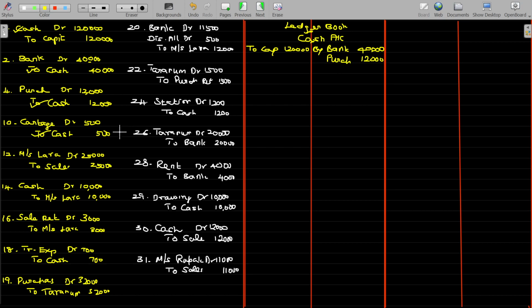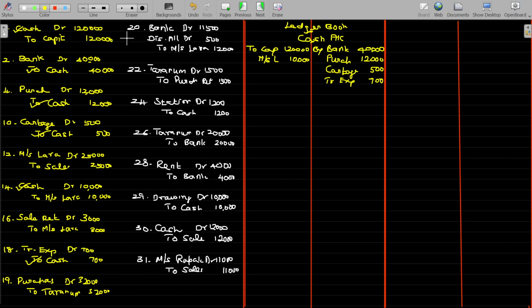On 10th December, cash is in the credit side. So by cartage, payment is for the cartage. The value being 500. On 14th December, cash is in the debit side. So to Mrs. Lara, I put only L representing Lara, 10,000. Then 18th, cash is in the credit side by trade expenses. This value being 700.